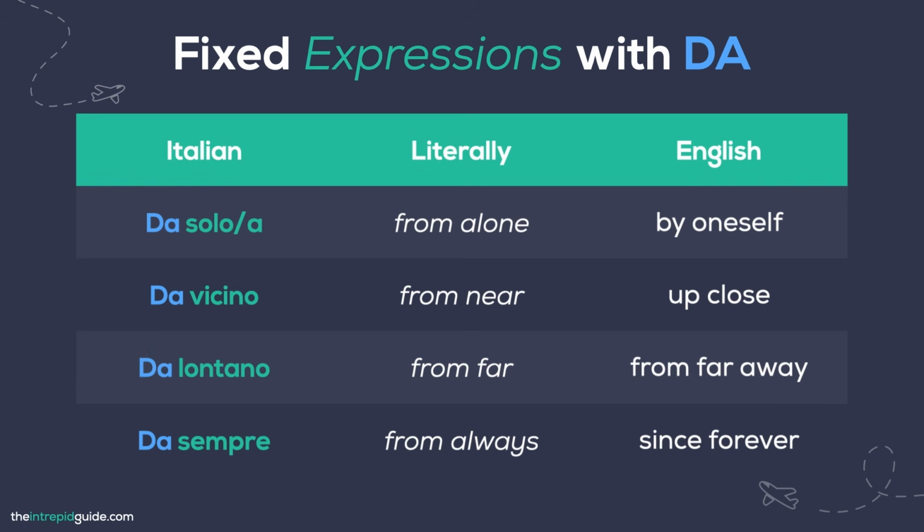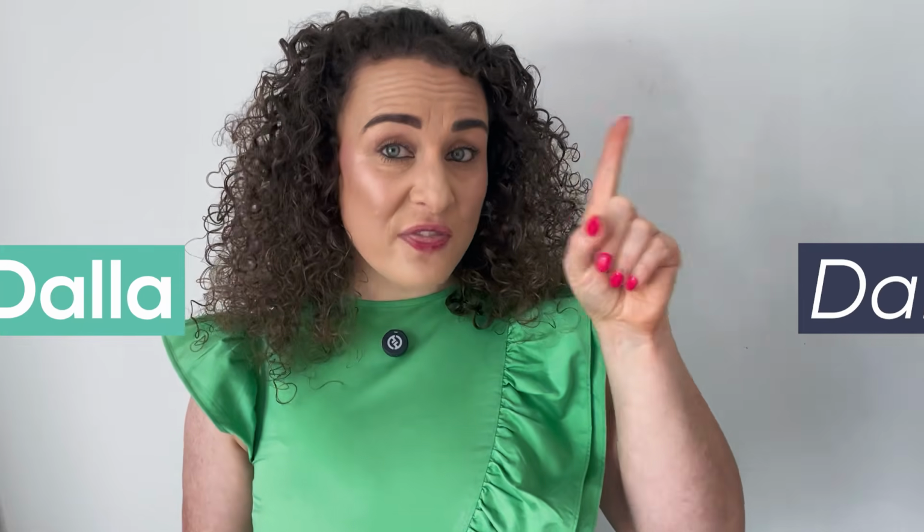Now, even though you now know how to use da and per, none of this matters if you can't use all Italian prepositions, including articulated ones, such as dalla and dal. So make sure you watch this video here where I break down how to use every single Italian preposition step by step, so you can speak Italian more confidently without second guessing yourself.